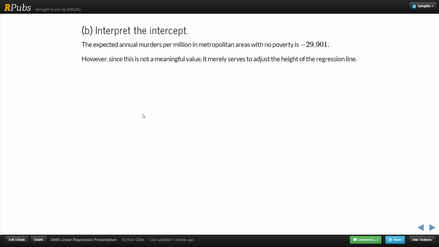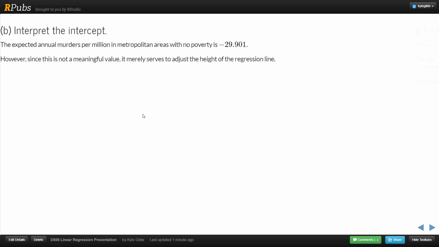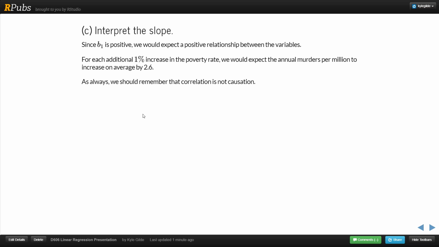Part B, interpret the intercept. The expected annual murders per million in metropolitan areas with no poverty is approximately negative 29.9. However, since this is not a meaningful value, it merely serves to adjust the height of the regression line. Part C, interpret the slope. Since beta 1 is positive, we should expect a positive relationship between the variables. For each additional 1% increase in the poverty rate, we would expect the annual murders per million to increase on average by 2.6. As always, we should remember that correlation is not causation.